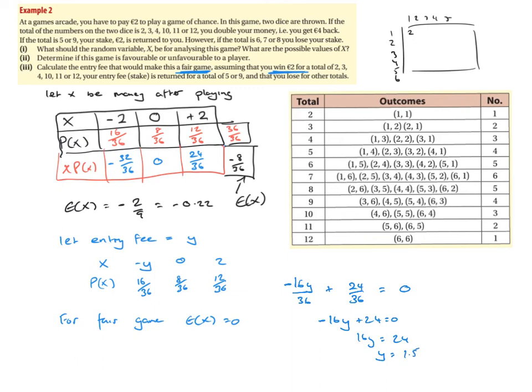So the fair price for this, where the expectation would be equal to 0, if this would be a totally fair game, then the price for entry would be €1.50. Okay, so that means that the fair price would be €1.50.